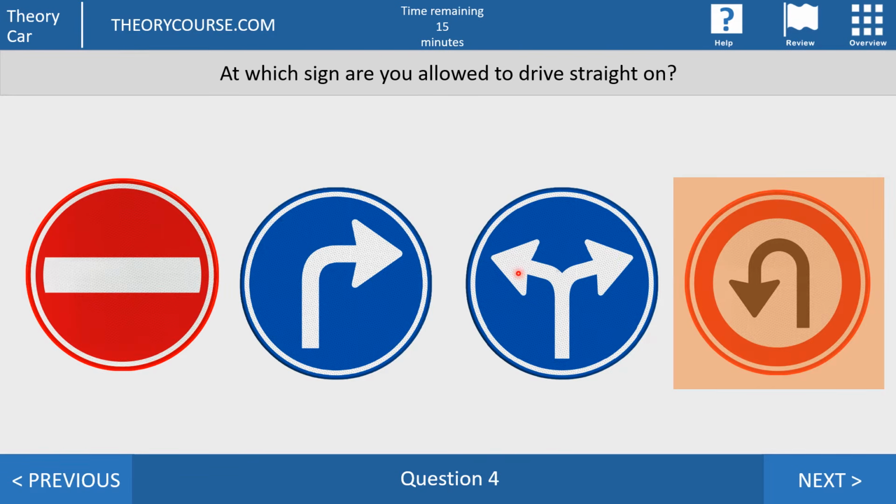And the third sign says you may go to the left, you may go to the right, but it's not allowed to drive straight on. And the last sign says you are not allowed to make a U-turn. You may go right, you may go straight on, or you may go left, so everything is allowed, but it's not allowed to make a U-turn.